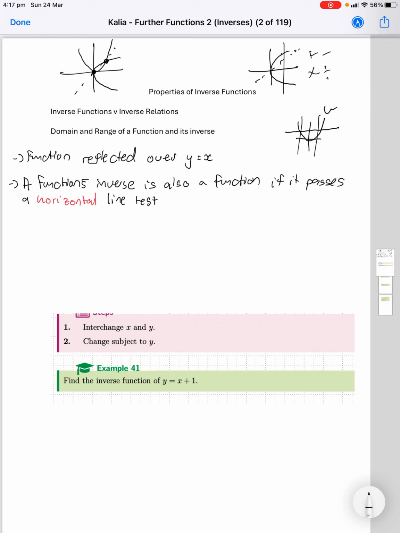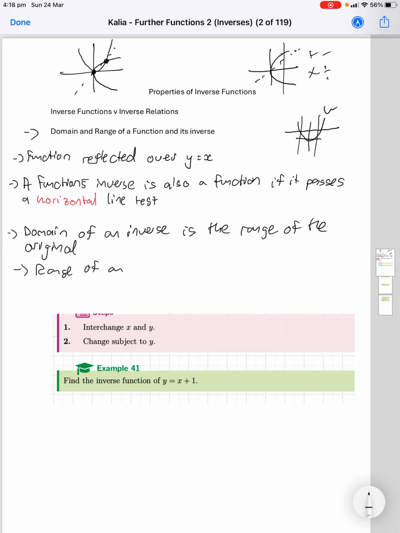The other thing to make note of, like I've mentioned here, is that the domain of an inverse is the range of the original. On the other side of that, the range of an inverse is the domain of the original. So this is important because, one, if you find the domain and range of the original, it allows you to find the inverse a lot easier, and two, it's often a lot easier to find the domain and range of what you started with. Some of the inverses can get rather tricky.